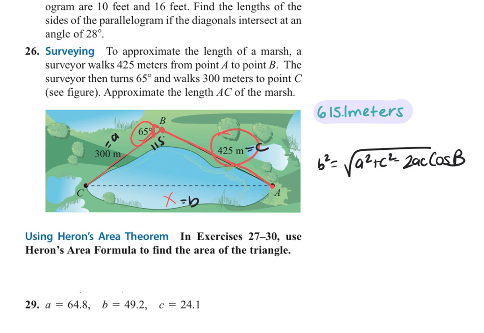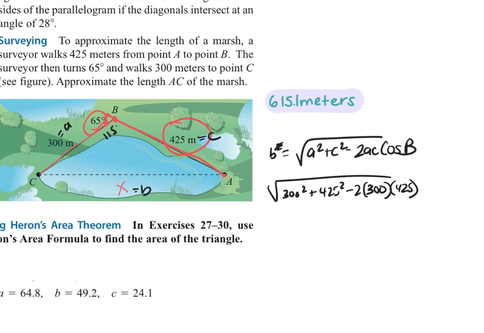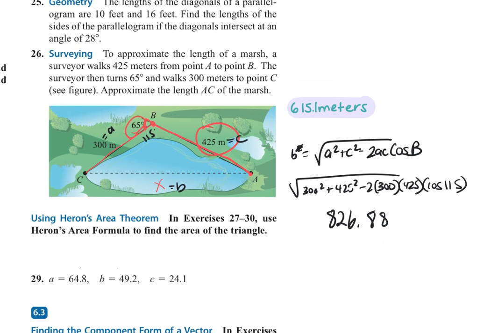So I get the square root. Your A, oh, not B. B is equal to the square root of that. A is 300, C is 425, minus 2 times 300 times 425 times the cosine of 115. And I get 826.88. This time it's in feet. No, it's in meters. Sorry, it would be meters.